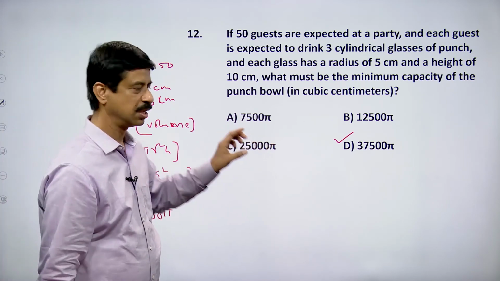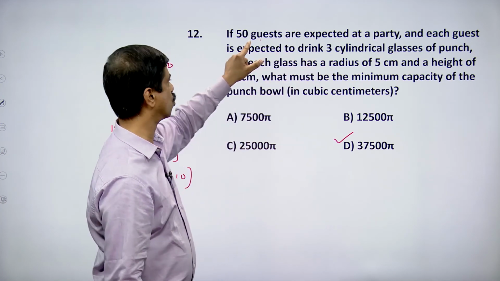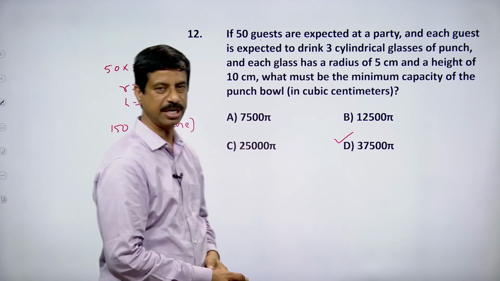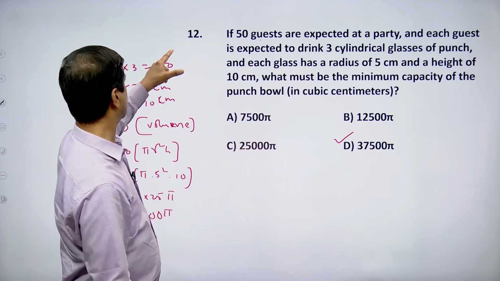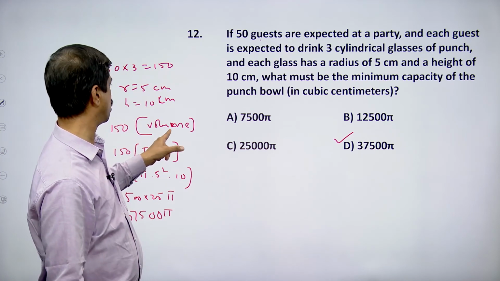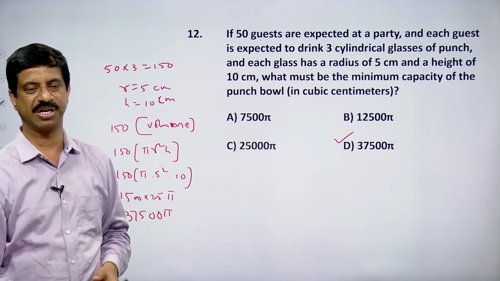Children, have you followed? So 50 guests, each one is taking 3 glasses, means total glasses consumed is 50 into 3. So that big bowl should have the volume which is equal to 150 glasses volume, 150 into volume of each glass, pi r square h. So you get this. Note it fast, quick.